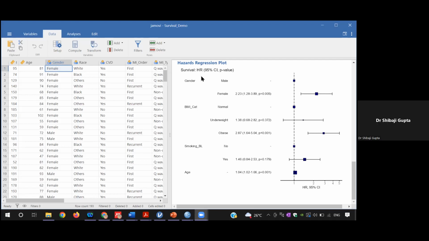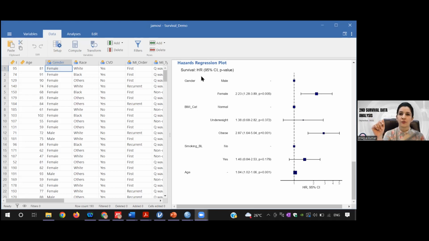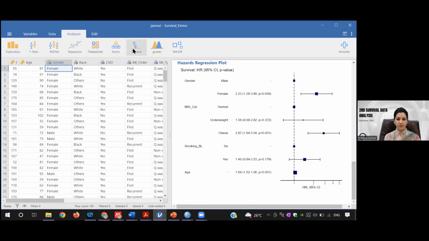Is there something like R square over here? No, there is no option of R square here. And can you explain the adjusted survival curve? So for the adjusted survival curve, this option comes.